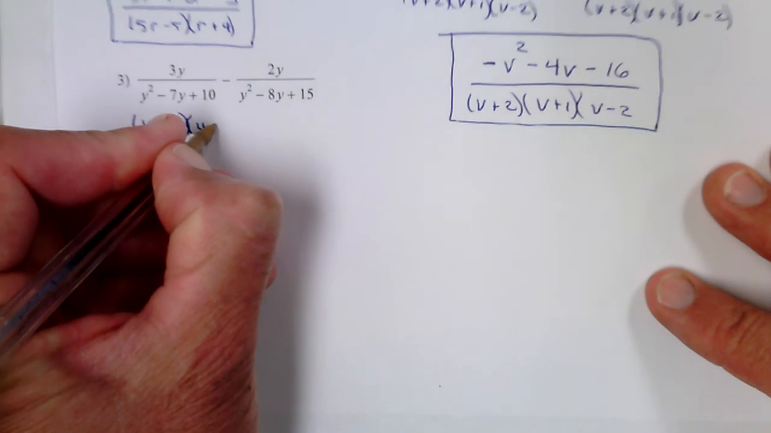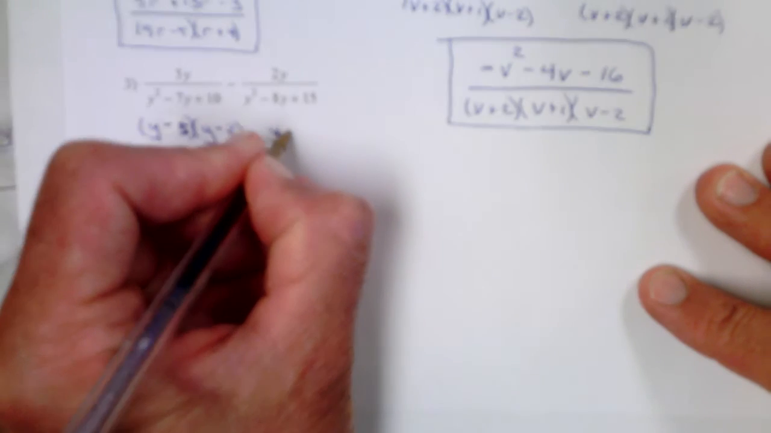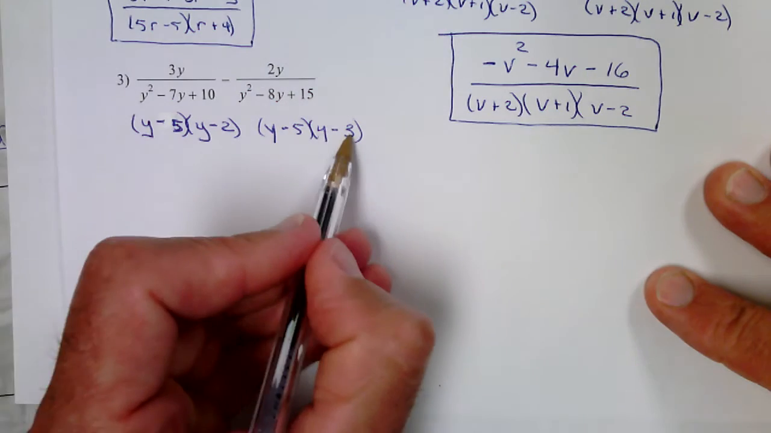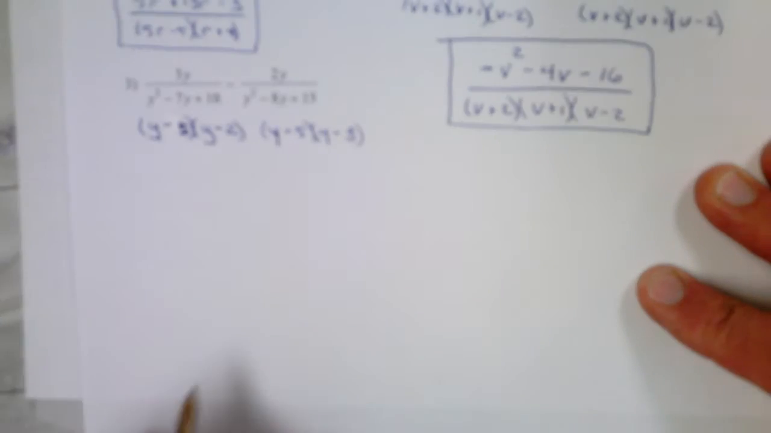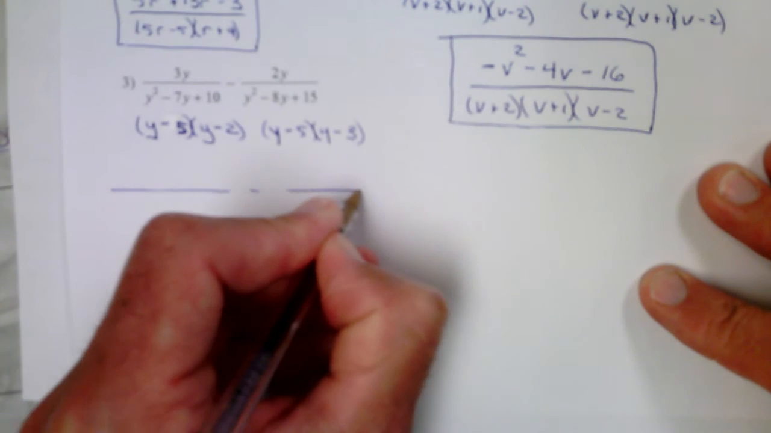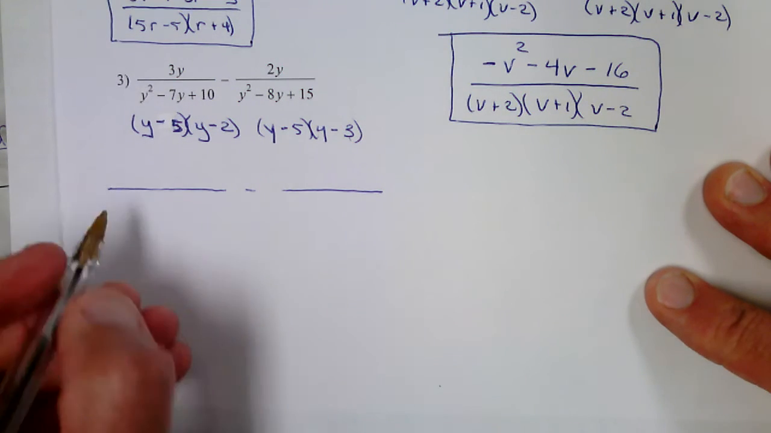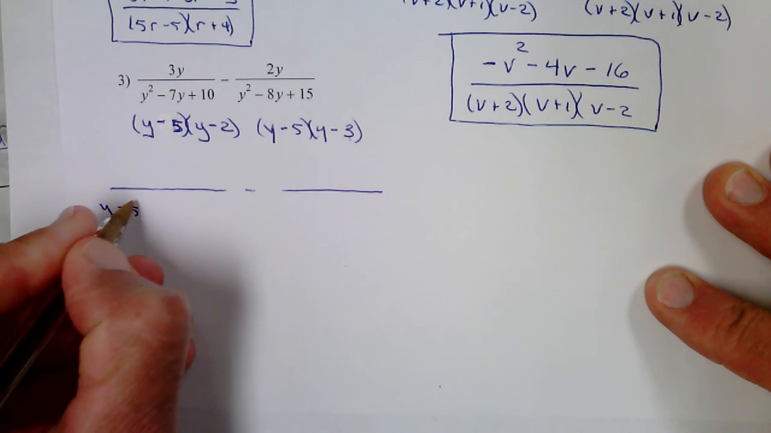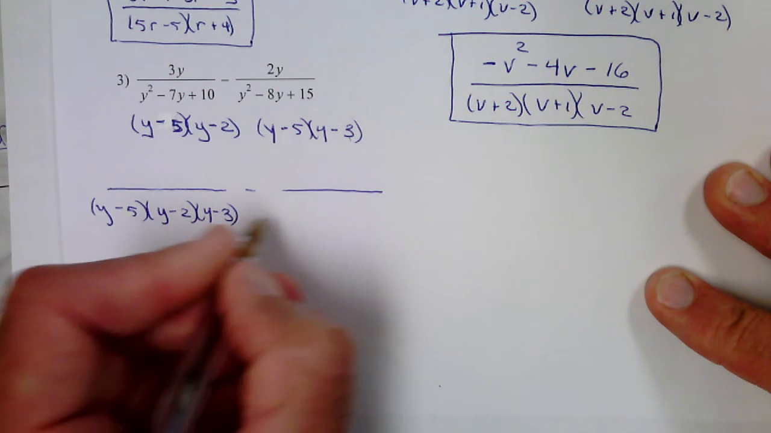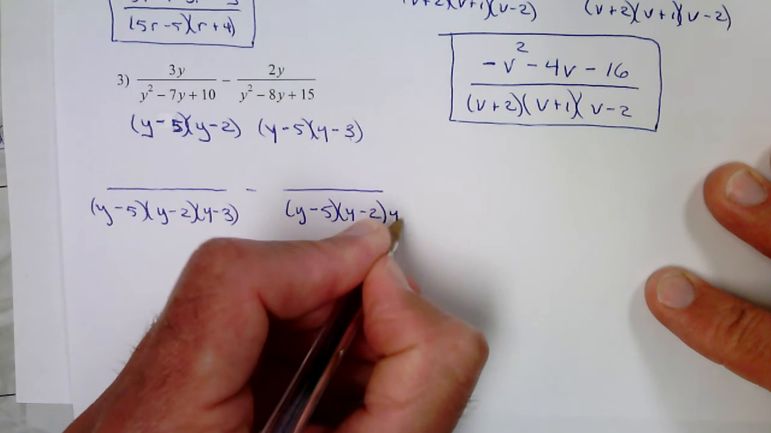Okay. And y minus 2. And over here, we're going to have a y minus 5 and a y minus 3. That gives you positive 15 and negative 8, positive 10 and negative 7. So our common denominator here, okay, is going to be, again, one of each. So we have y minus 5, y minus 2, and y minus 3.